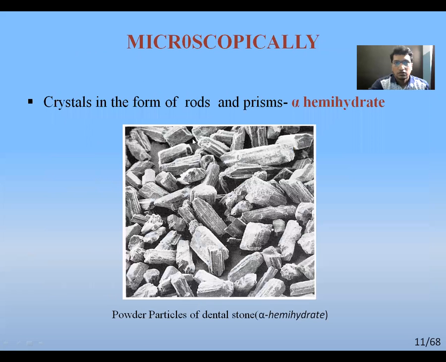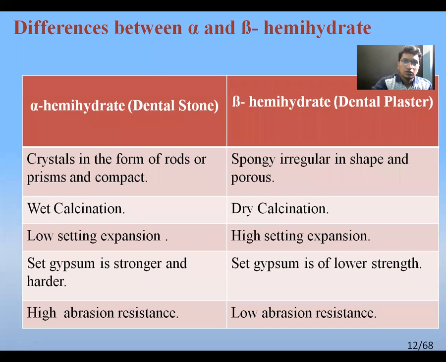These are the forms: rods and prism-like appearance, which are regular in shape, not like the plaster, which is irregular in shape. These are known as alpha hemihydrate. This is the main question you will be asked in the exam: classify gypsum products, like type 1, type 2, type 3, type 4, type 5, and the difference between alpha hemihydrate and beta hemihydrate. Alpha hemihydrate means dental stone, beta hemihydrate means dental plaster.